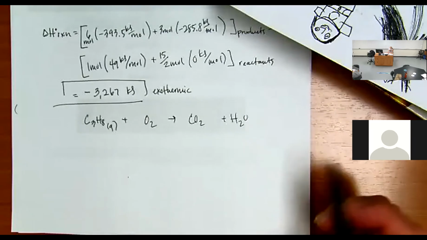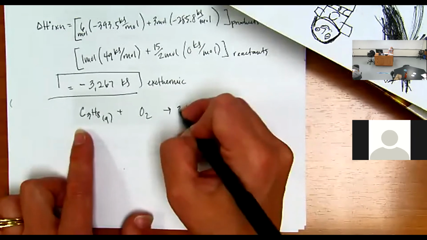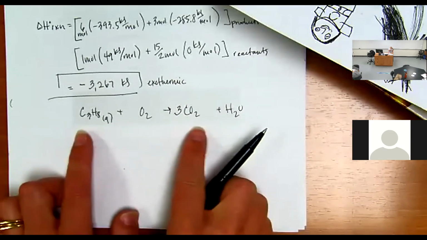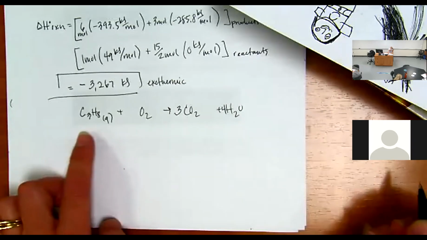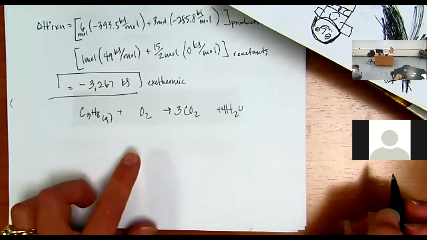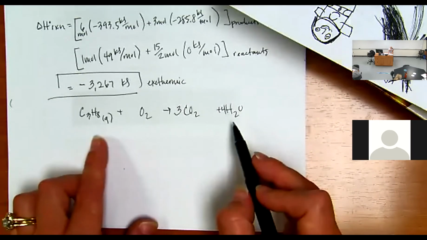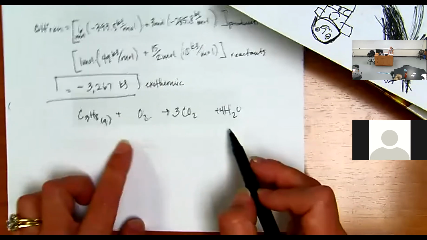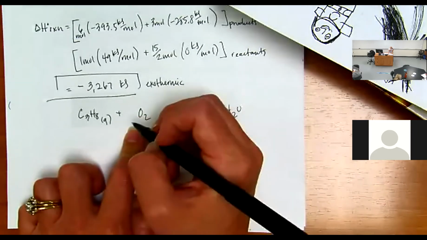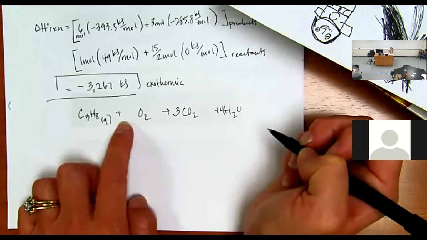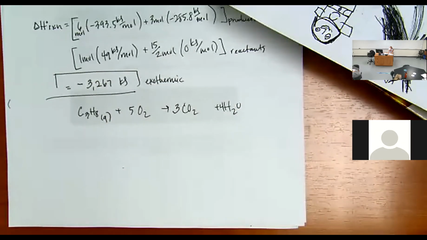So rebalancing this equation, I didn't actually balance this yet. So 3 here, and then 4 here. And then what do you need in front of the oxygen? You need 5. So this is 6, this is 4. So 5 would give you 10, right? Is that what you guys all got?